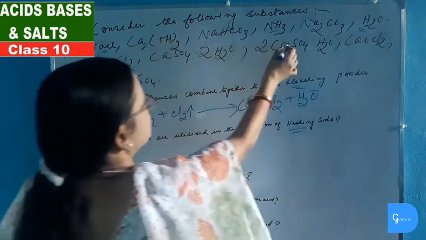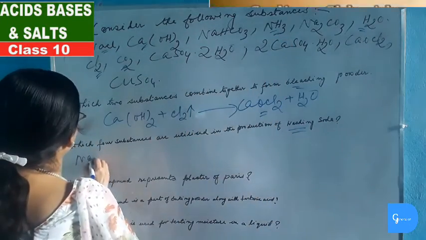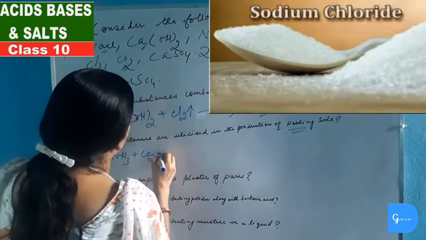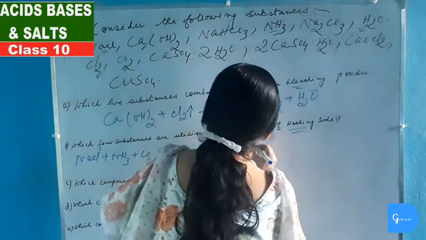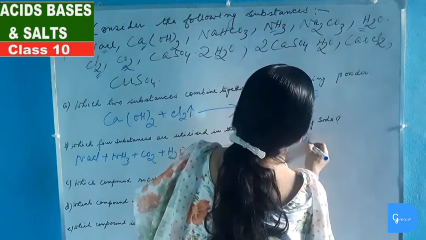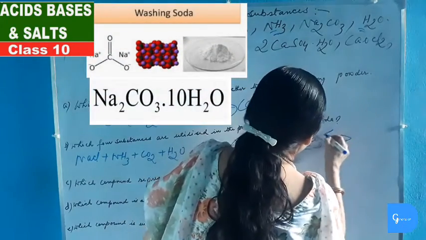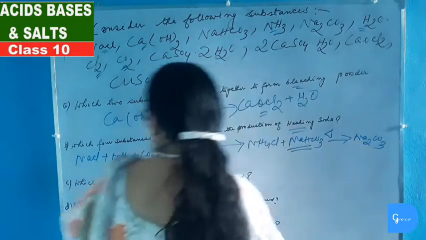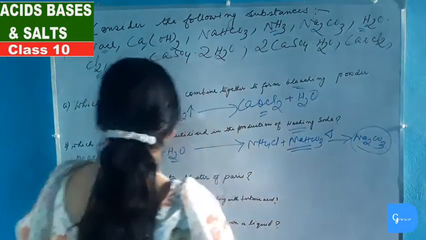So we will take four substances that are used for preparing washing soda. Brine or sodium chloride plus ammonia plus carbon dioxide plus water. All these combine together to give ammonium chloride plus sodium hydrogen carbonate, NaHCO3. This is baking soda. When this is heated, then it gives sodium carbonate. So four substances are needed for preparation of sodium carbonate or washing soda.